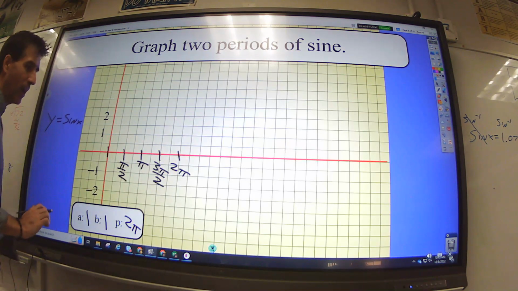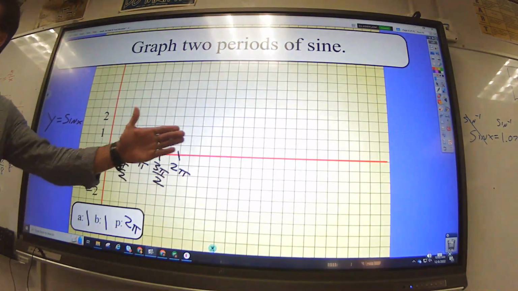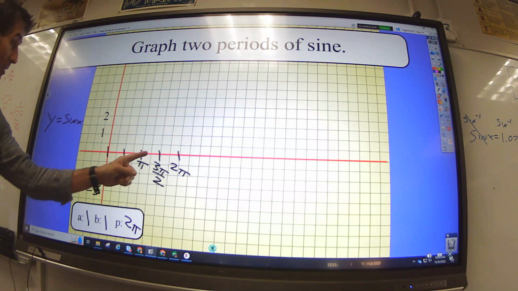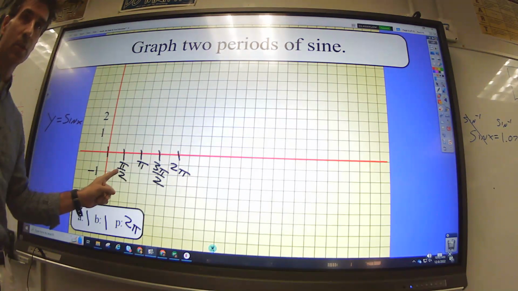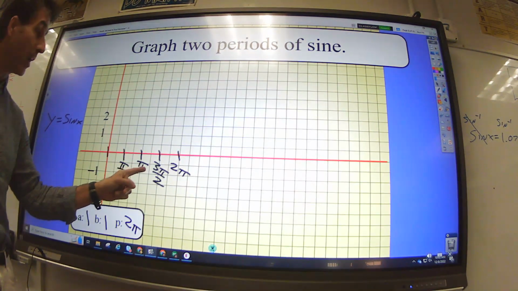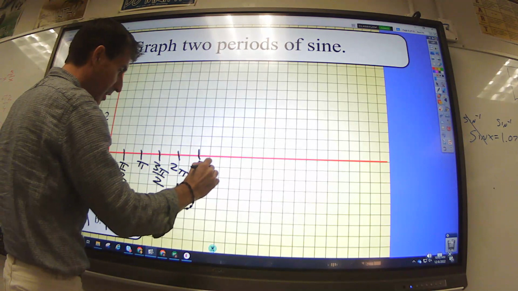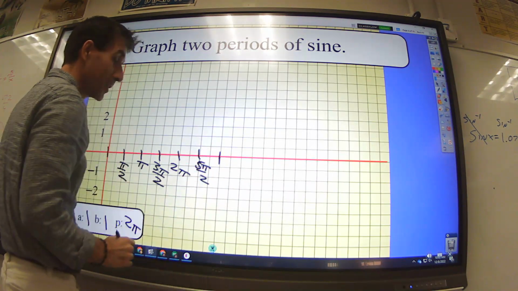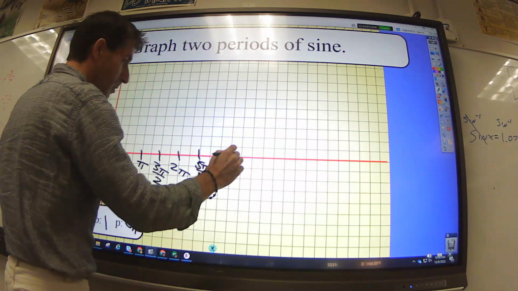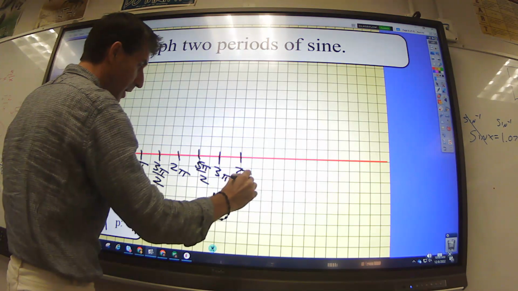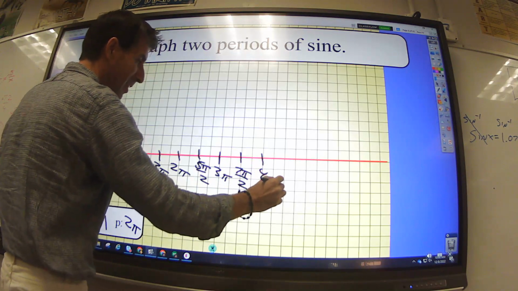Now notice, since we're in the positive direction, we have to keep going this way. Sometimes we do positive, sometimes we do negative. So let's continue our scaling. 1 pi over 2, 2 pi over 2, 3 pi over 2, 4 pi over 2. What's this one going to be? 5 pi over 2. What's this one going to be? 6 pi over 2. What's 6 divided by 2? 3 pi. What's this one? 7 pi over 2. And then 8 pi over 2, 4 pi. See how hard that was?